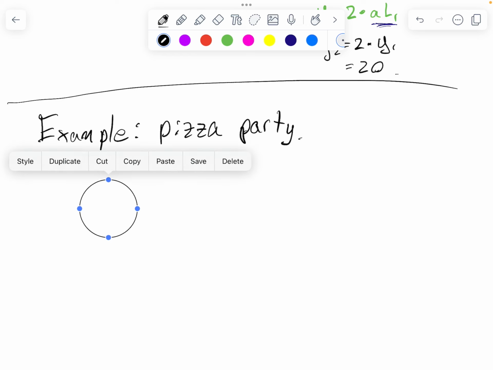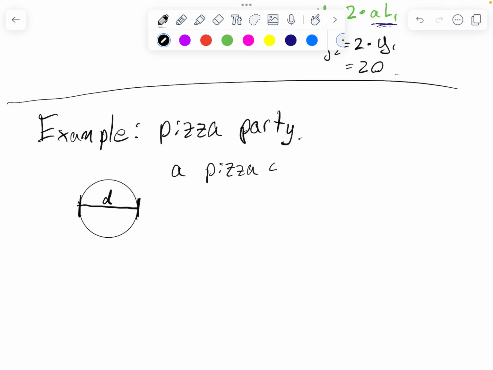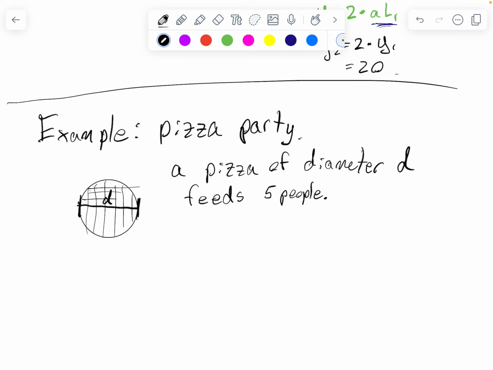We have a pizza of diameter d, and let's just say that that pizza can feed 5 people. Now, just like with the sandwich, we know in real life, different people will eat different amounts of pizza, but we're just going to assume that this proportionality holds. It's probably easier to think of our pizza as being cut into tiny little squares for reasons that we'll talk about in just a moment.